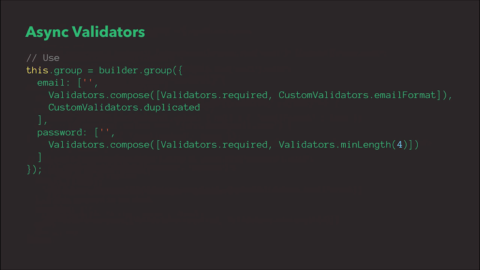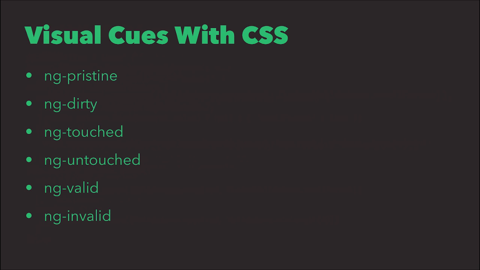Now, to use an asynchronous validation is slightly different. Instead of using just the compose method as the second item in our definition, we're actually going to use a third item, and the third item is the asynchronous validations that we can pass in. Lastly, we still have all the CSS classes available to us to provide visual cues. Each field gets applied with classes like ngPristine, dirty, touch, etc.